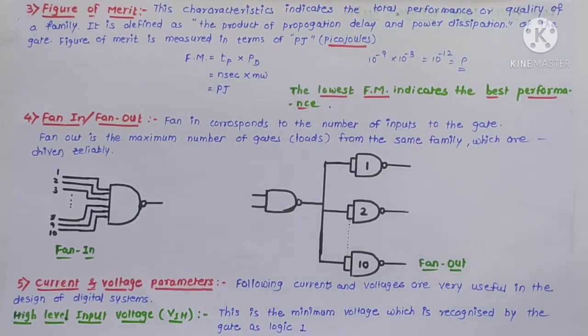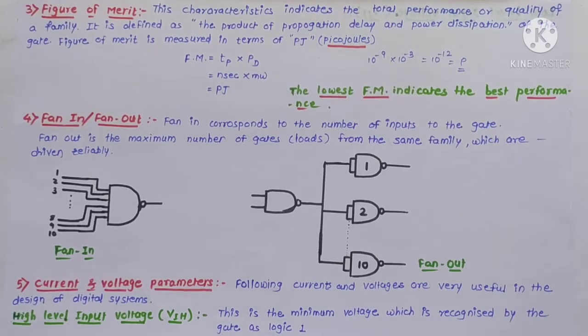Now next is the current and voltage parameters. The manufacturer specifies these parameters in the data book, which are useful in designing digital circuits. These are also known as worst case current and voltage parameters. Now let us see. The following current and voltage are very useful in the design of digital systems.